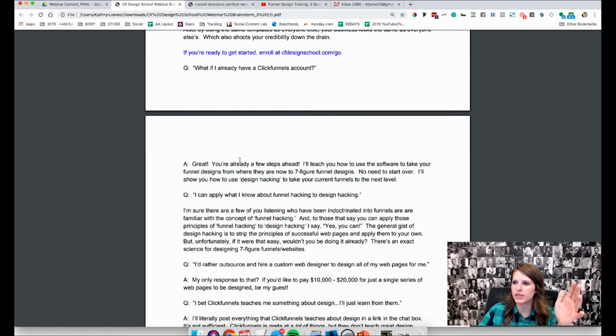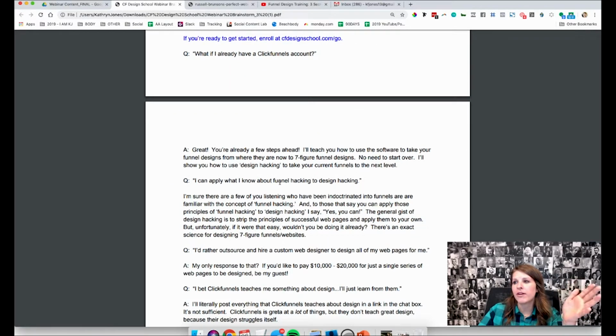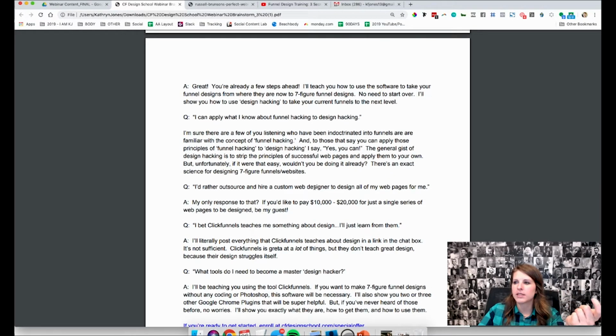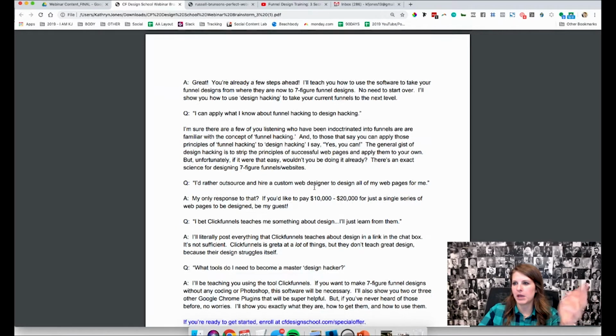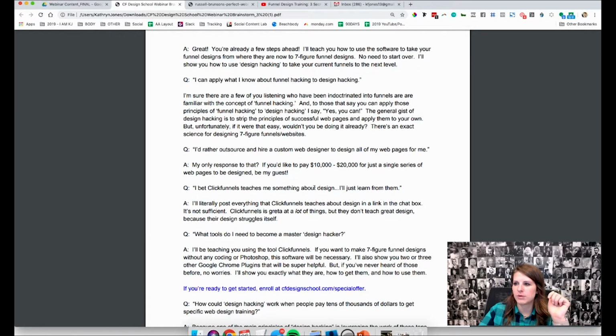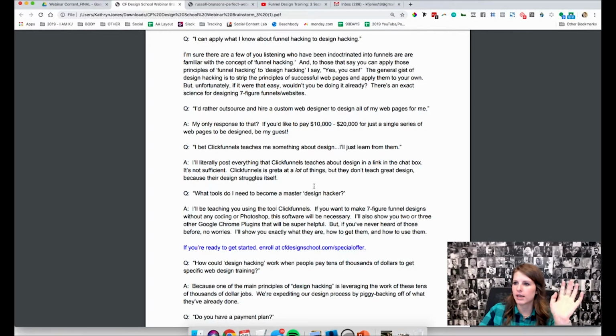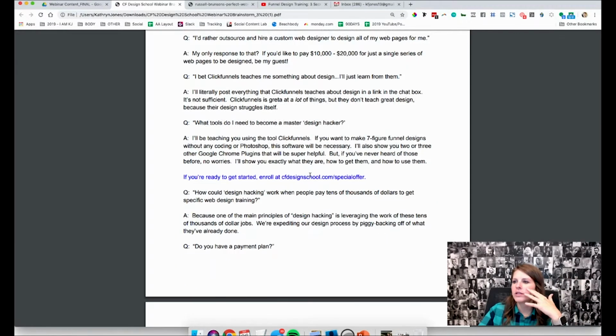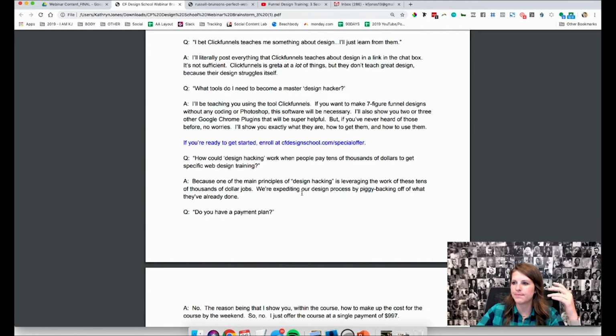These are all about the vehicle. Are you seeing this? I can apply what I know about funnel hacking to design hacking. They're doubting design hacking, okay? I'd rather outsource and hire a custom web designer to design all my web pages for me. I address it. I bet Clickfunnels teaches me something about design, I'll just learn from them. I address that. What tools do I need to become a master design hacker? I address that. How could design hacking work when people pay tens of thousands of dollars to get specific web design training? So yeah, vehicle all the time.